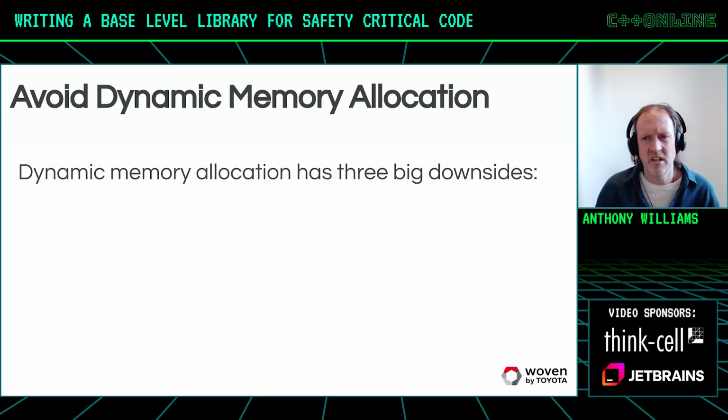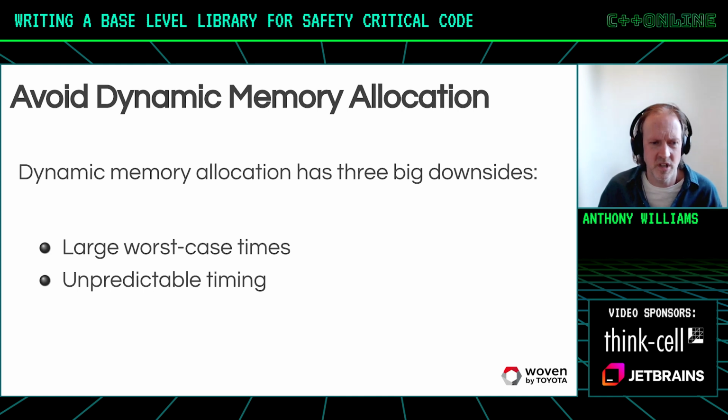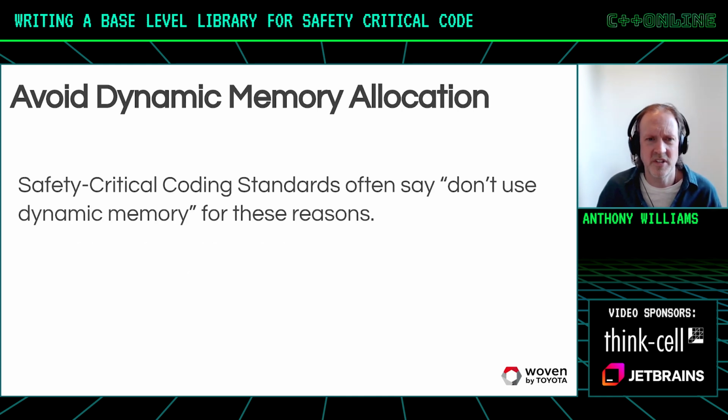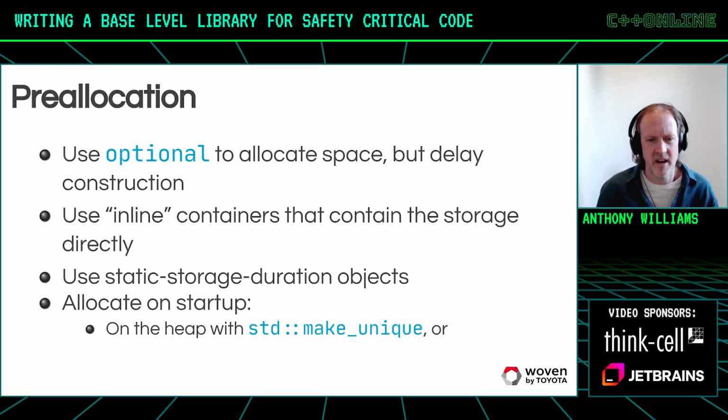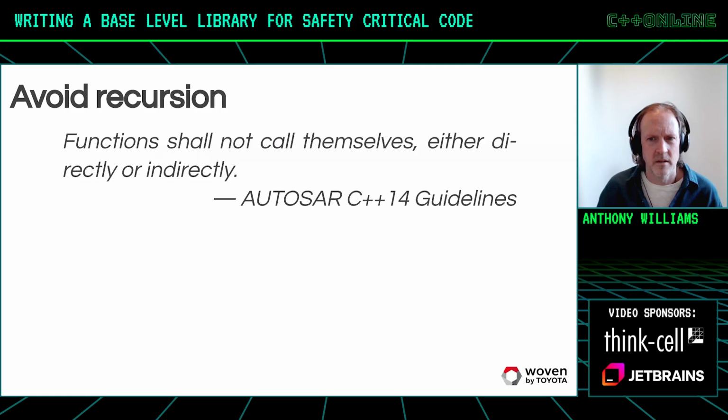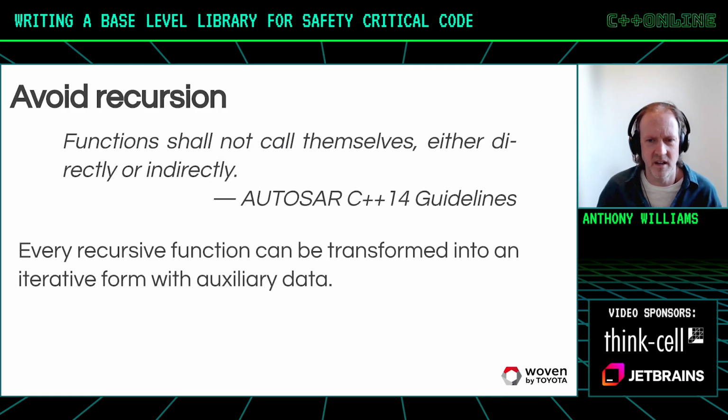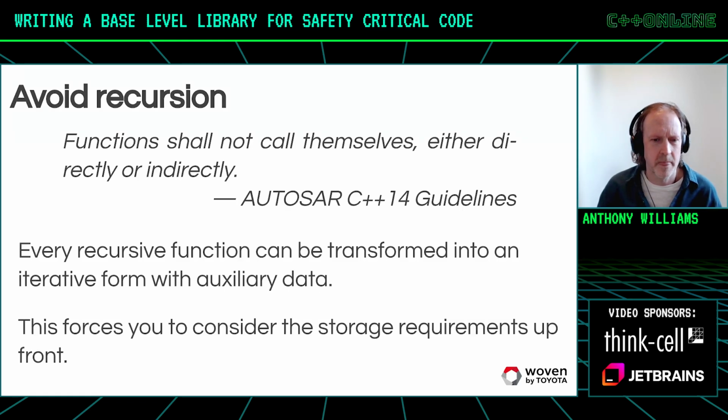Dynamic memory allocation can be a big issue, with worst case times, unpredictable timing, fragmentation, and often safety critical coding standards say don't use it. Often you can get around it: pre-allocate memory with optional or containers that contain the data memory directly, or static storage duration. Allocate things on startup. And don't use recursion because it just wastes stack. But you can deal with iterated form and put the auxiliary data in. So you have to think about what your storage requirements are.